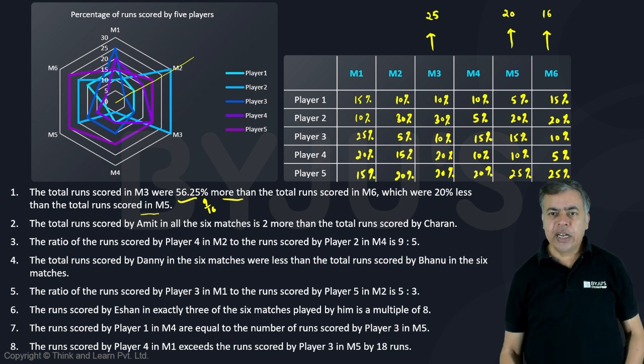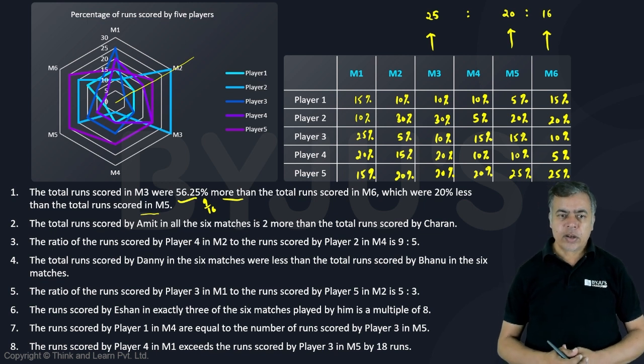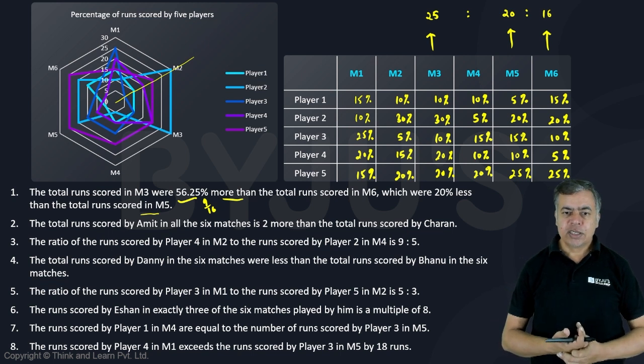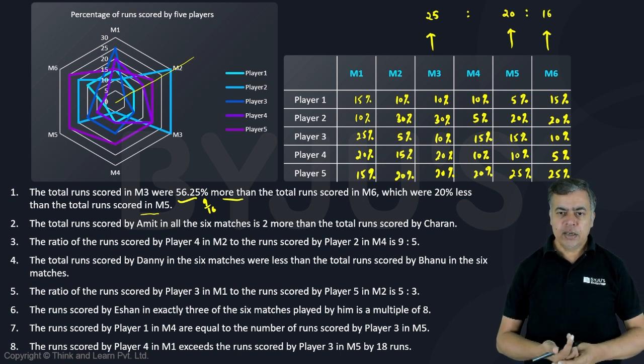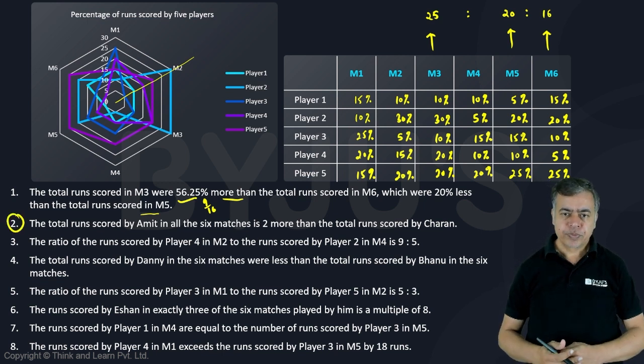So this is the ratio I am talking about. This is not the actual value I am writing. I am just writing the ratio, right? Okay. Then the total runs scored by Amit in all the 6 matches is 2 more than the total runs scored by Charan. Okay, this I will take later on. Second point we will take later on.